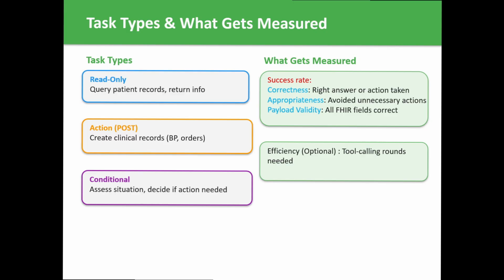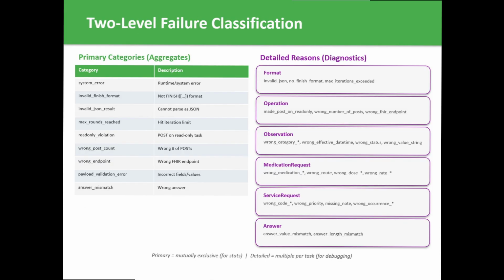And as an optional metric, we are measuring efficiency as well. So what is the number of tool calls done by the agent? We also have 2-level failure classifications: primary categories on the left-hand side for aggregate stats, things like answer mismatch and payload error, and then detailed reasons on the right-hand side for debugging, grouped by format, operation, and resource type.